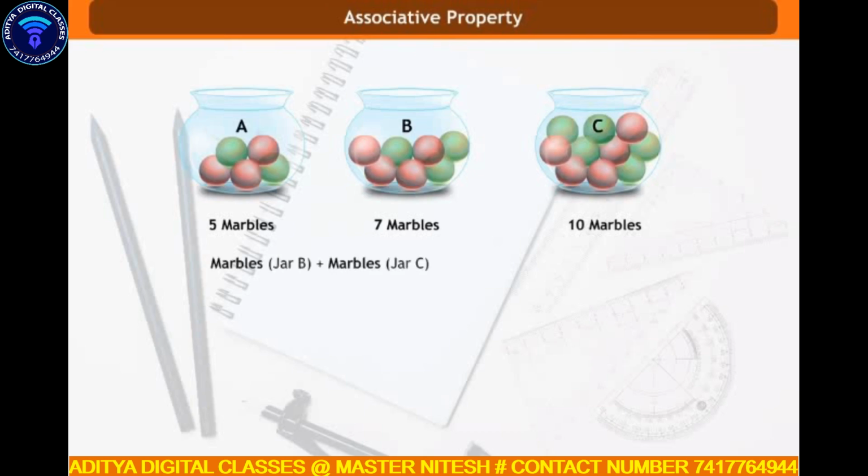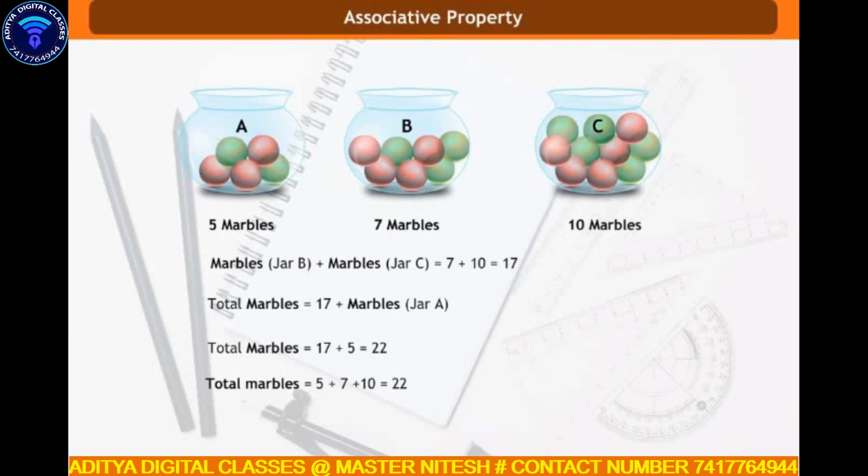Similarly, marbles in B plus marbles in C is equal to 7 plus 10, that is 17. Adding marbles of jar A, we get 17 plus 5 is equal to 22 marbles. So we have 5 plus 7 plus 10 is equal to 22.